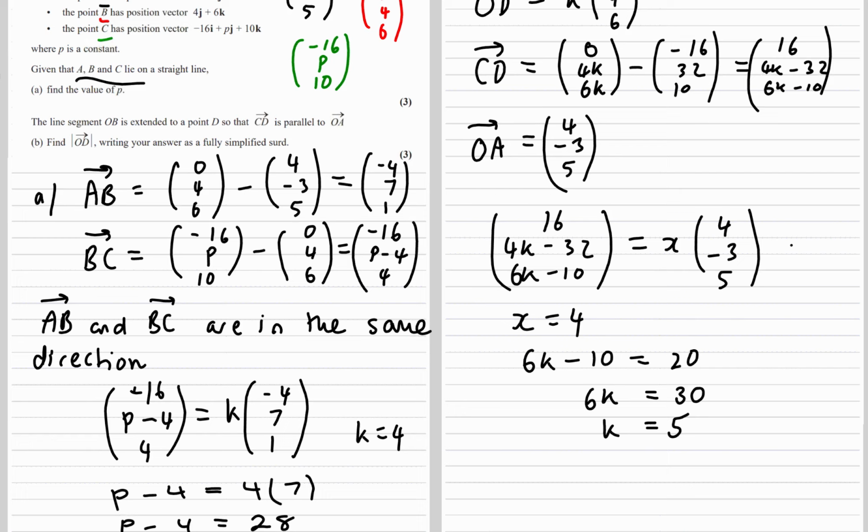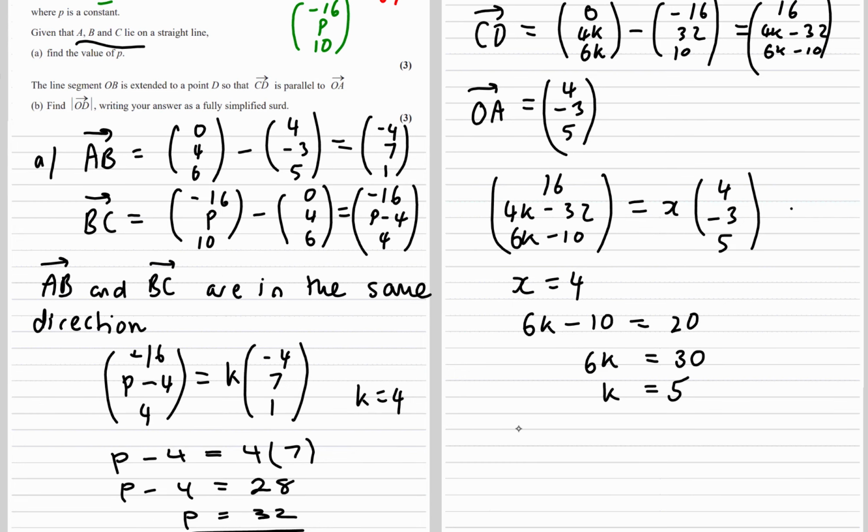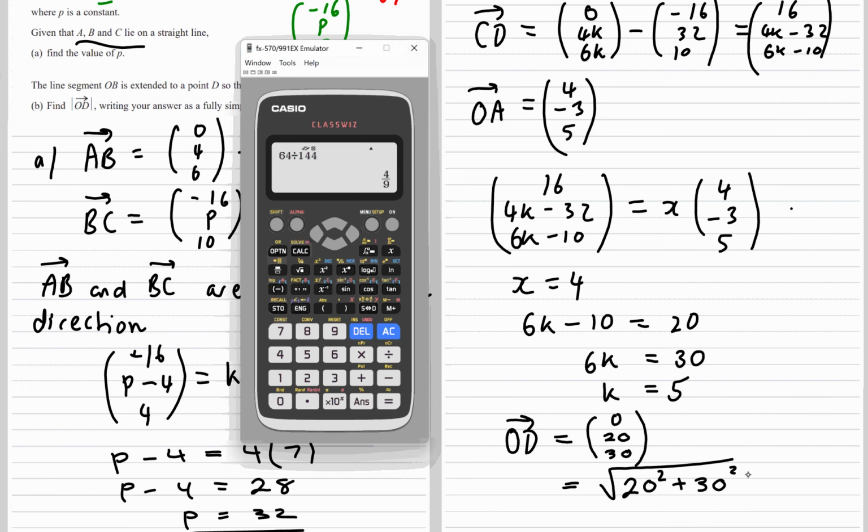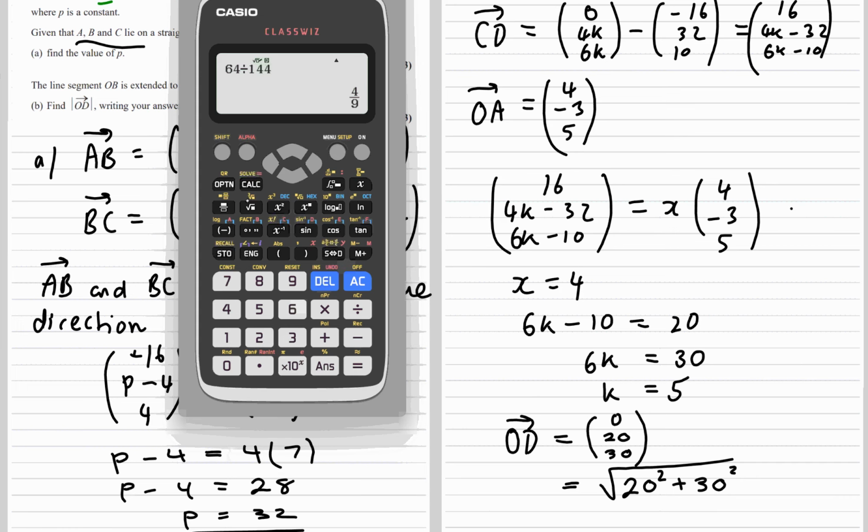So we wanted O to D. O to D is 0, and then 4k is 20, and 6k is 30. And we want the modulus of it, giving your answer as a fully simplified surd. So it's the square root of 20 squared plus 30 squared. And that's 10 root 13.